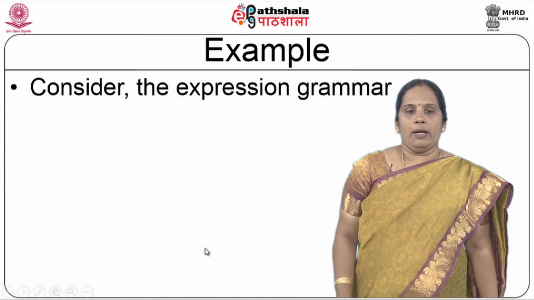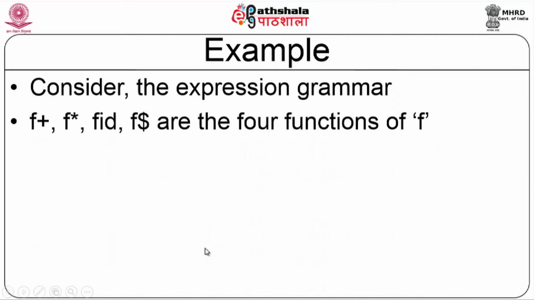Let us take this example. Consider the expression grammar. So, it has got 4 operators. Expression grammar in the sense that it is an ambiguous grammar. E produces E plus E, E produces E star E, E produces ID. So, only these 3 productions are available in the grammar. So, you are going to create 4 functions: f plus, f star, f ID and f dollar.